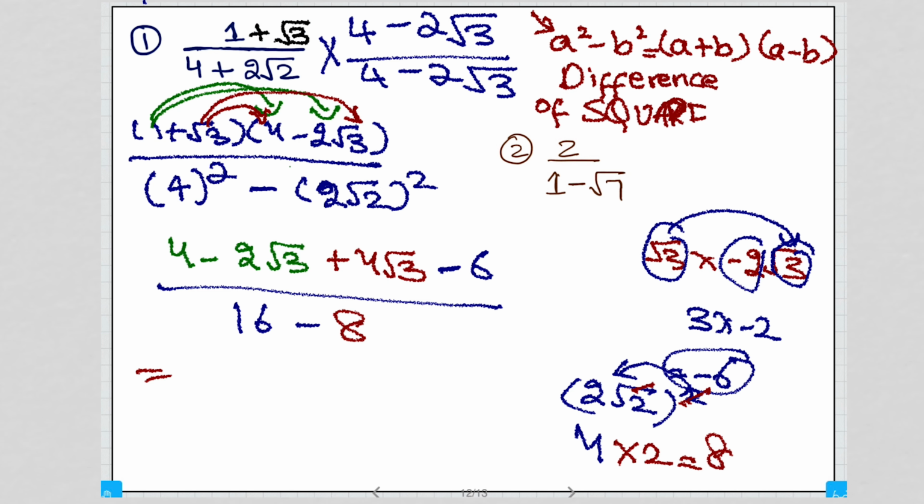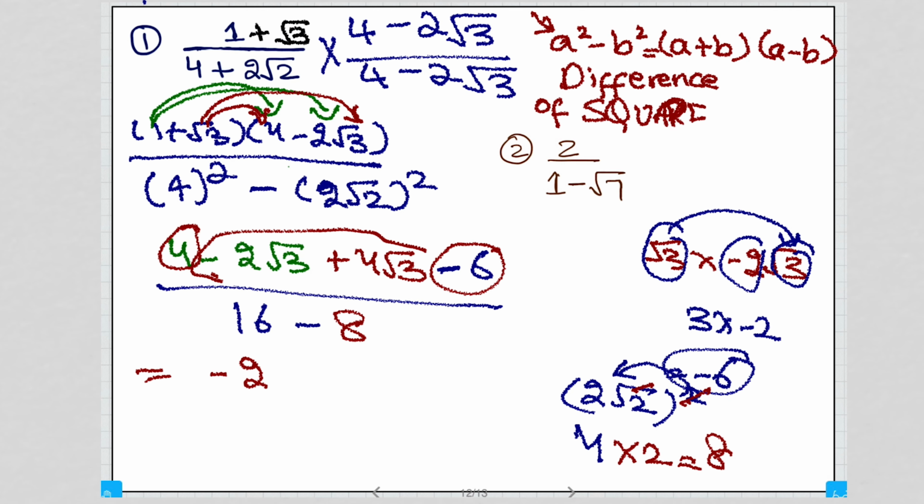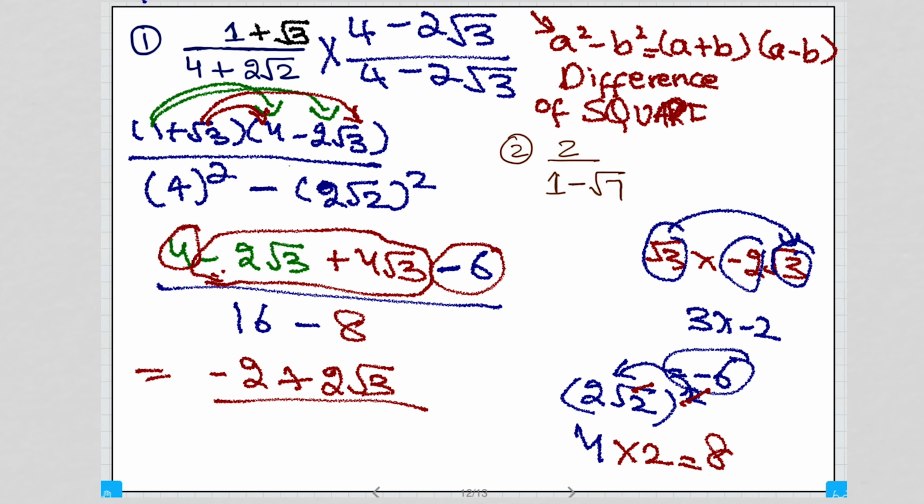Next step. Numbers with numbers. 4 minus 6 is minus 2. Minus 2 root 3 plus 4 root 3 would be just 2 root 3. Just normal addition and subtraction. 4 root 3 minus 2 root 3 is just 2 root 3. When the surds are the same, and you are adding or subtracting them, you only deal with the outer number, the numbers written beside the surds. 16 minus 12 is 4.